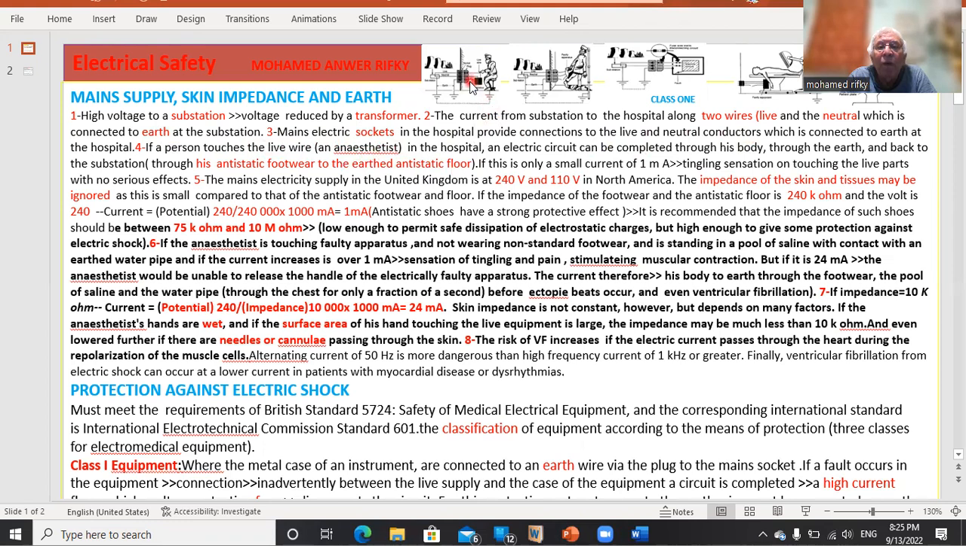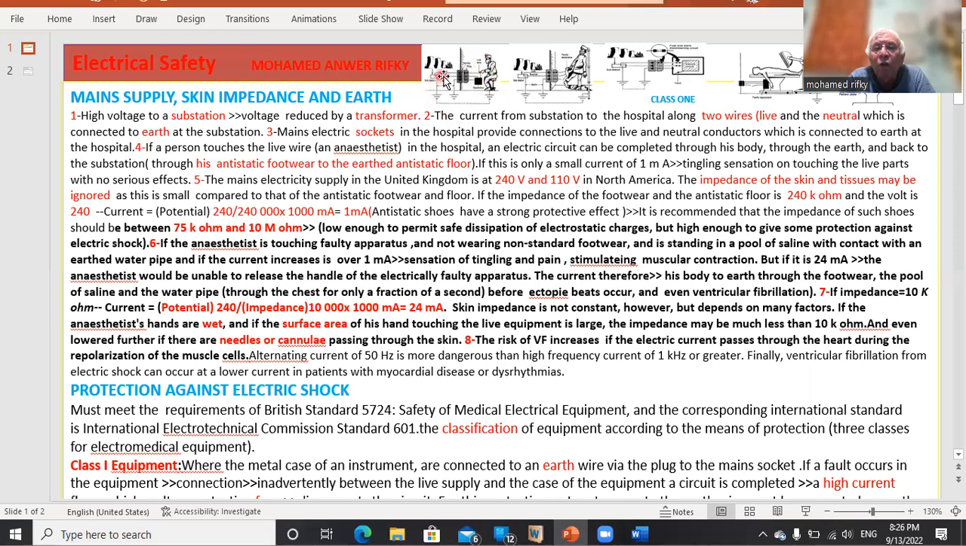So we will show you later on in a bigger diagram an anesthetist touching an apparatus, and there is a fault in the apparatus. So he is touching the live wire. So the circuit is being completed through him, where he is wearing non-anti-static footwear, or the floor has no sufficient anti-static floor specification. So the electricity is being transferred through him to the earth, returning back to the substation.